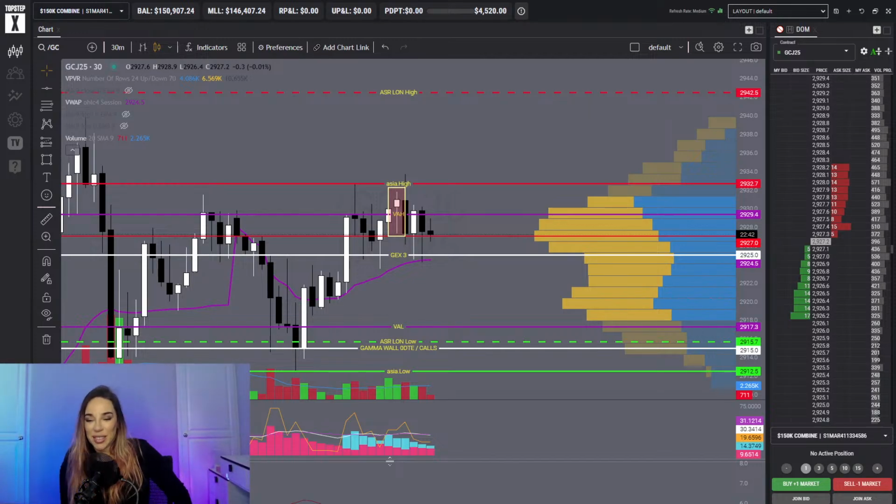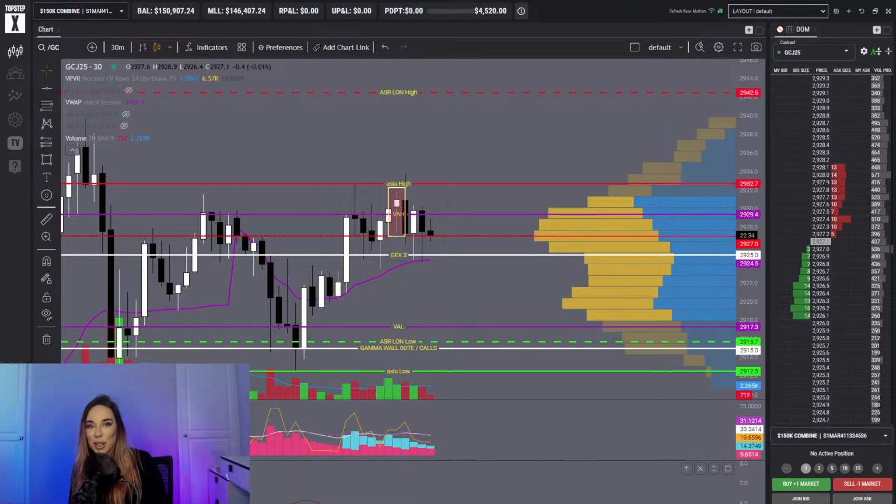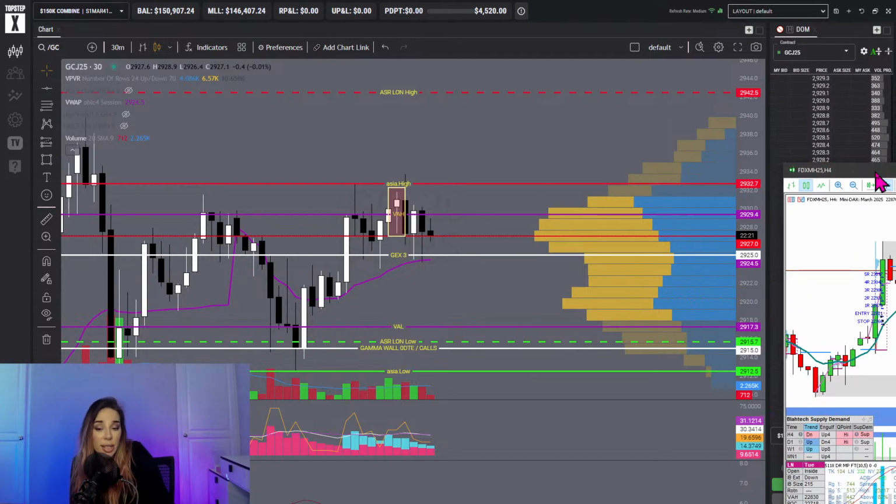So yeah, I can see. Yeah. So the problem with DAX exploding is that that's dangerous, right? I don't have any desire to get involved in some insane moves that are way outside of my plan. So let's have a look at DAX.